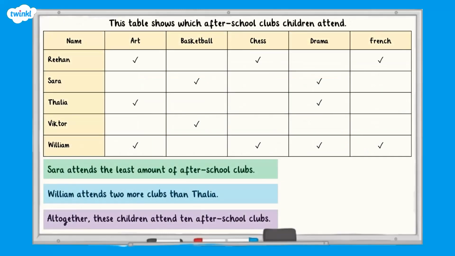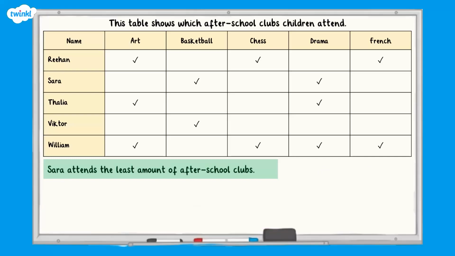Which of the 3 statements about this table are true and which are false? Pause here to answer the question, making sure you give clear mathematical reasons for each of your answers. How did you get on?